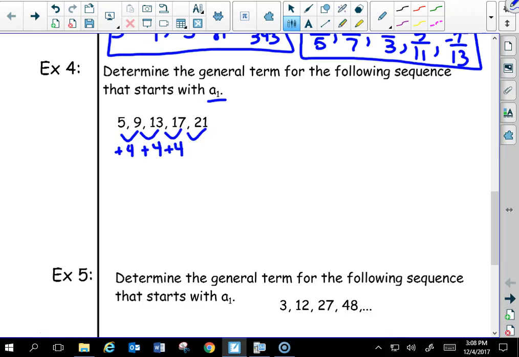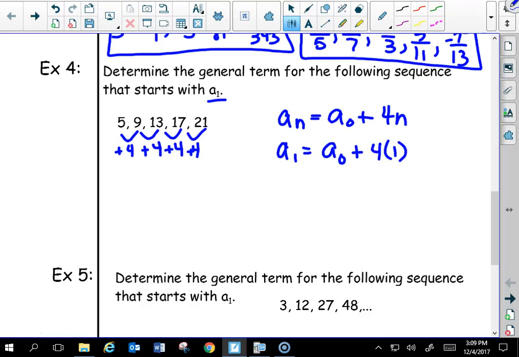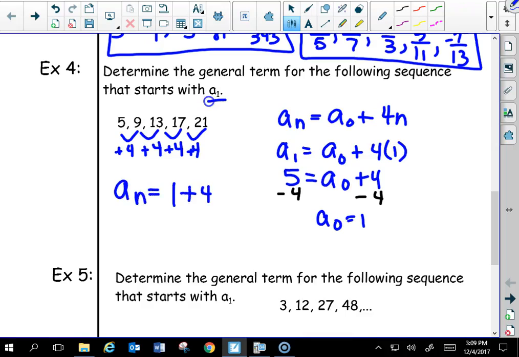So that means there's 4 times n in our rule, so it's a sub 0 plus 4 times n because we're going up by 4. And if we look at a sub 1, they tell us that a sub 1 is equal to 5. And so we can solve for a sub 0. Looks like it's equal to 1. So our general rule, a sub n equals 1 plus 4 times n.